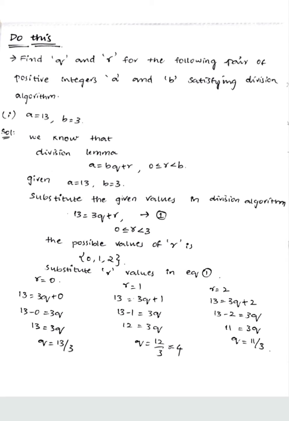To understand more clearly about division algorithm, let me solve few basic questions for you. Here is the question: find q and r for the following pair of positive integers a and b satisfying division algorithm. What does the question say? It says that we need to find the values of q and r for a given values of a and b using division algorithm. So the first question here is a equal to 13 and b equal to 3.